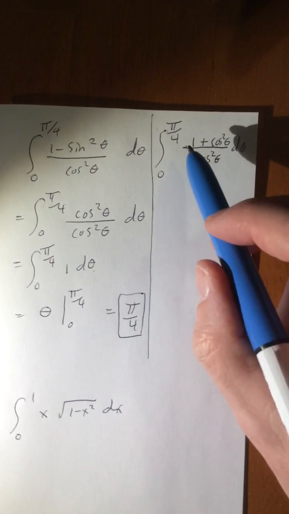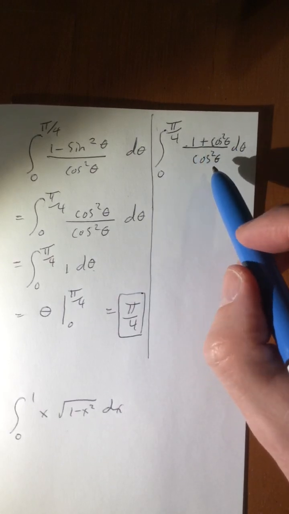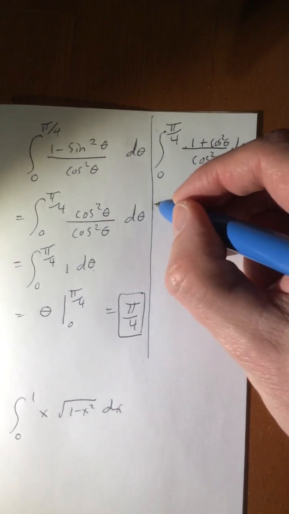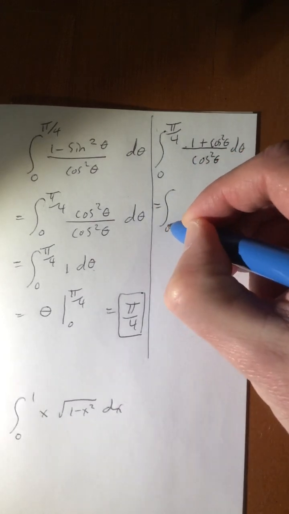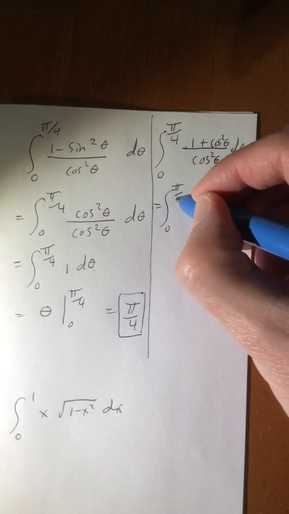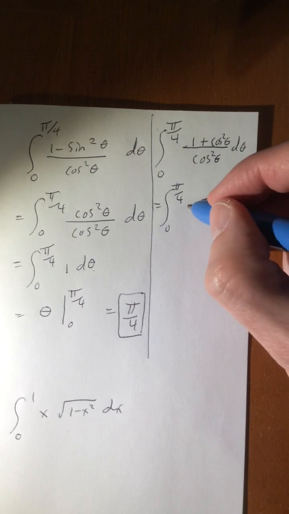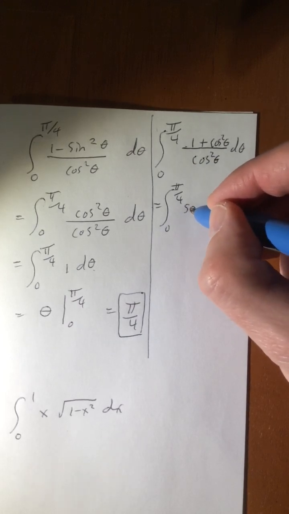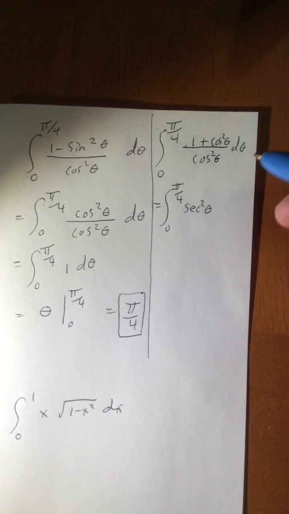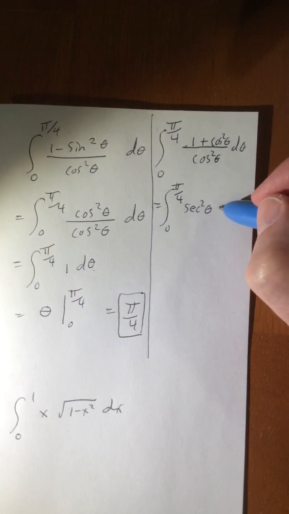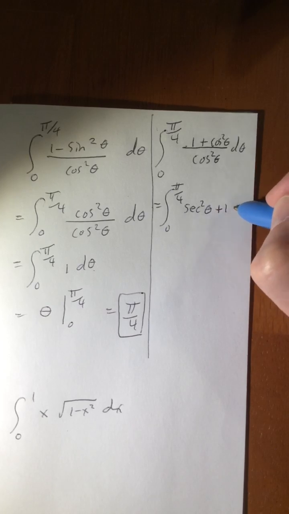And again, we have a polynomial in the numerator. We have a monomial in the denominator. So we divide in and we divide in. And so that's going to get us 0 to pi over 4. And 1 over cosine squared theta, we know to be secant squared theta, using again an identity. And then cosine squared theta over cosine squared theta, of course, is just 1. So we got plus 1 d theta.